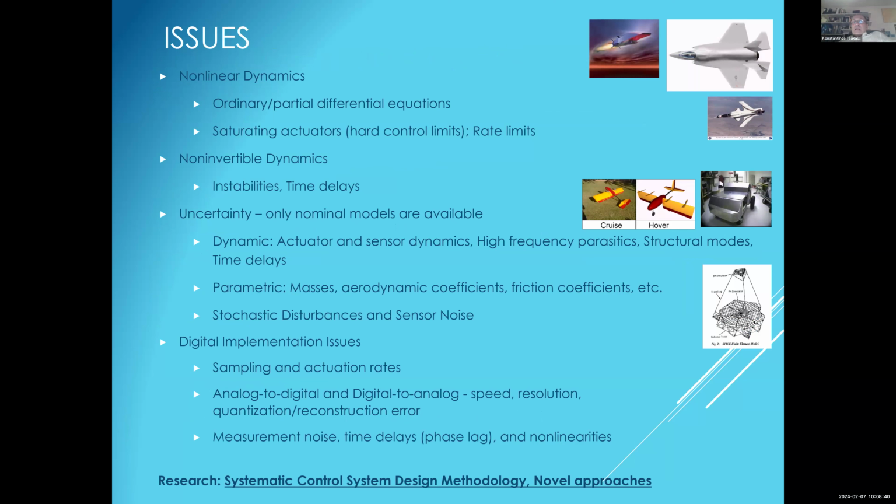They may contain nonlinear dynamics. They may be non-invertible as systems. So it's not easy, in other words, to infer what the control should be given the output. And there is always uncertainty in the models. And that's the primary objective of the controls, being able to achieve specifications, achieve certain type of performance, despite uncertainties in the system models.